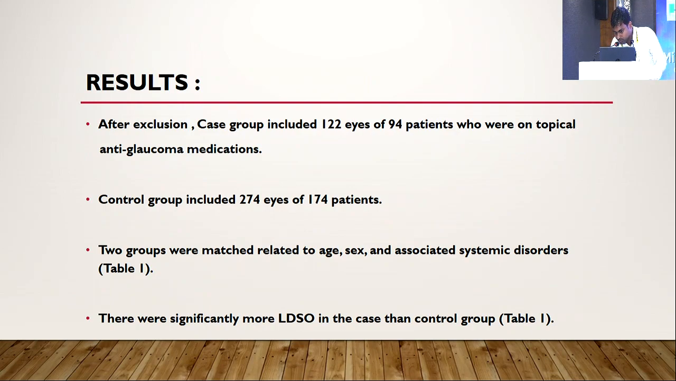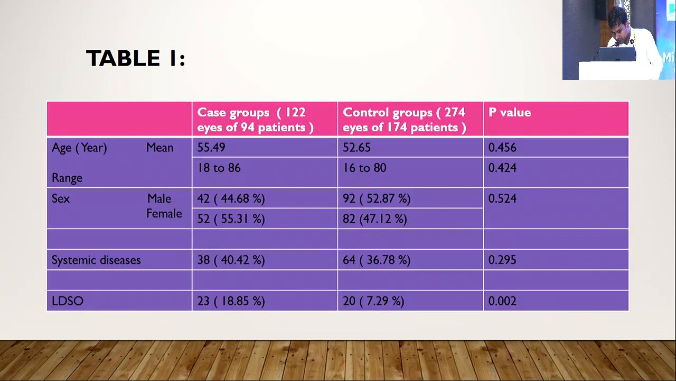Results. After exclusion, the case group included 122 eyes of 94 patients who were on topical anti-glaucoma medication. The control group included 274 eyes of 174 patients. The two groups were matched related to age, sex and associated systemic disorder. There was significantly more lacrimal duct system obstruction in the case group than in the control group.